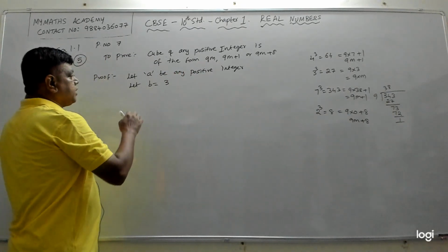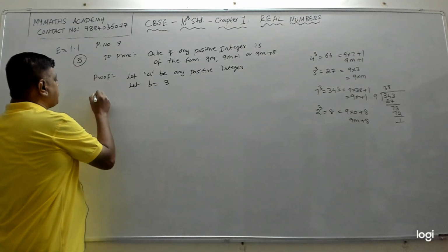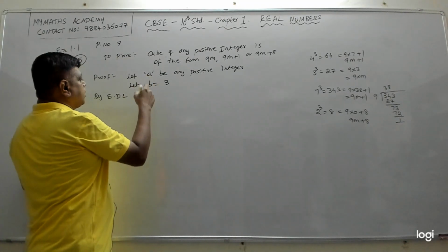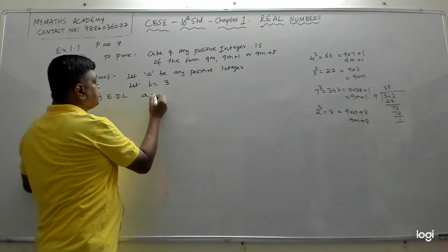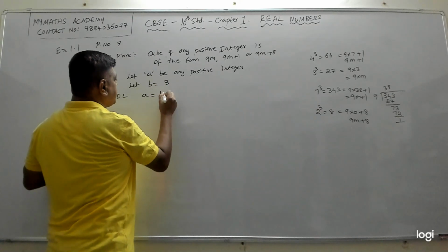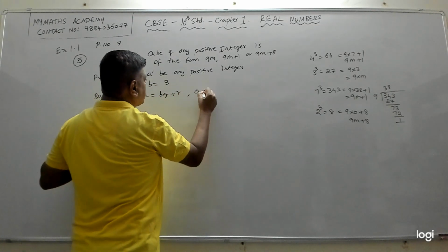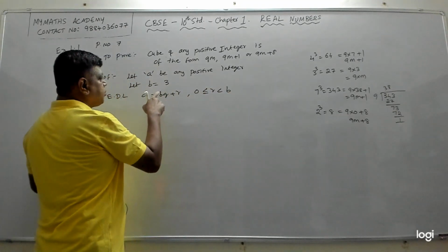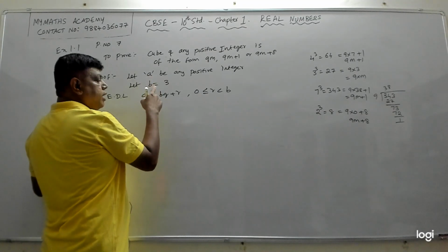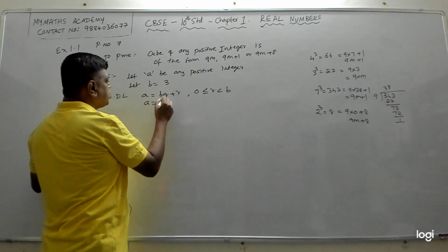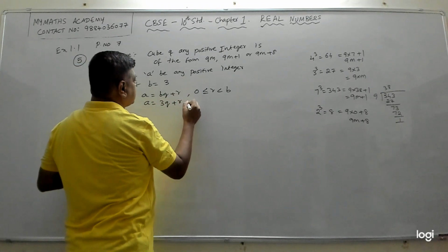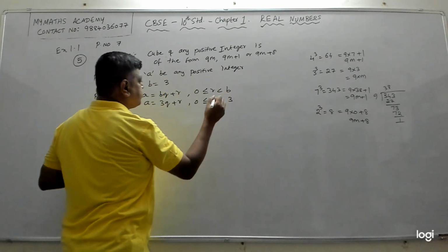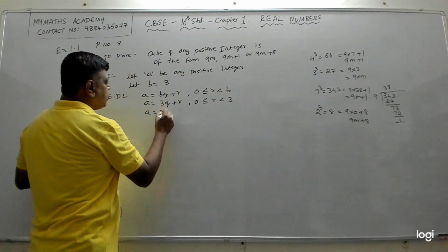If I take b as 3, then by Euclid's division lemma between a and b, what can we write? A is equal to bq plus r, where 0 is less than or equal to r less than b. This is what Euclid's division lemma says. Here we will substitute only for b, because we don't know a, it is any integer. So b is 3, so a becomes 3q plus r, where 0 is less than or equal to r less than 3.